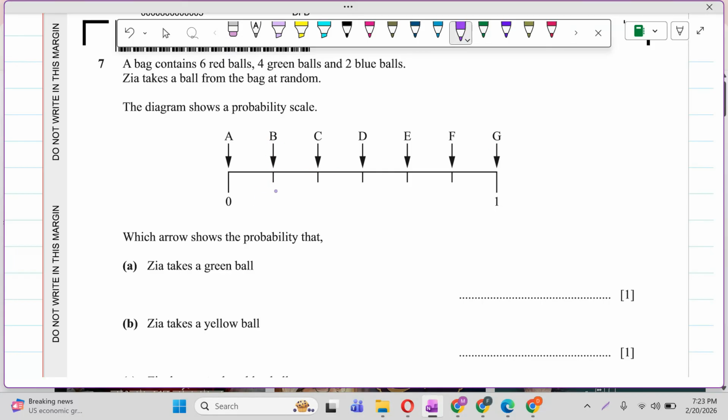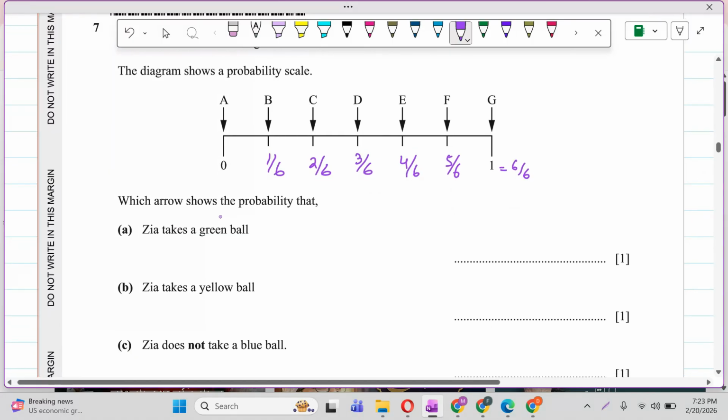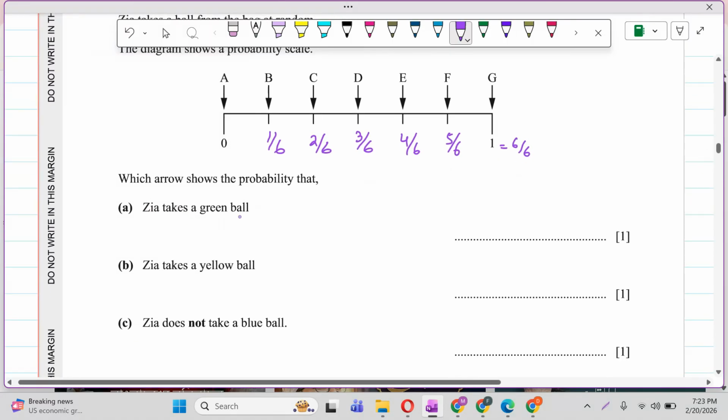So the first one will be 1 over 6. Then the second one will be 2 over 6. Then 3 over 6, then 4 over 6, then 5 over 6. And this one is 6 over 6, which is 1. By using this technique, you can complete the probability scale. Which arrow shows the probability that Zia takes the green ball?